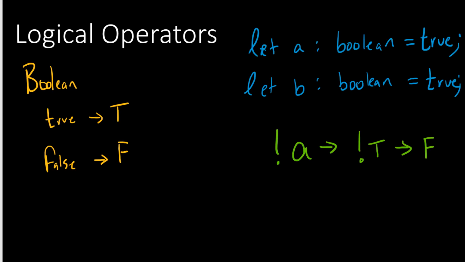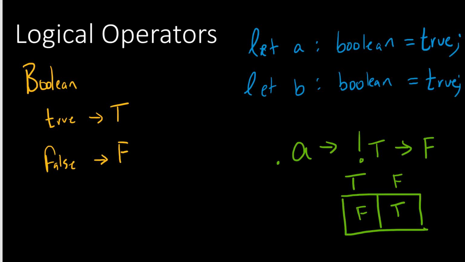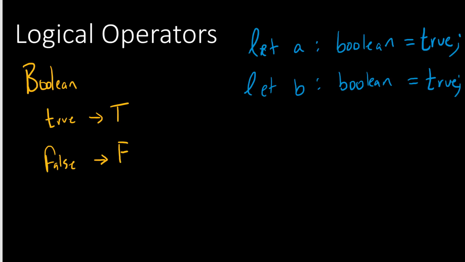So the not operator has a truth table that only has one dimension to it, and if you give it a true value, it's going to give you false back. If you give it a false value, it's going to give you true back. So the not operator flips the truthiness or the falsiness of a Boolean value. The three operators that we are concerned with when we're talking about logical operators that allow us to form compound Boolean expressions are AND, OR, and NOT.